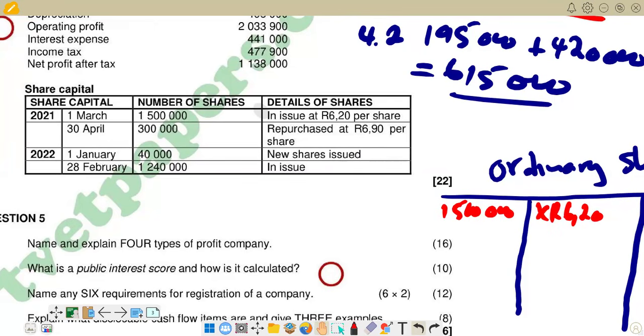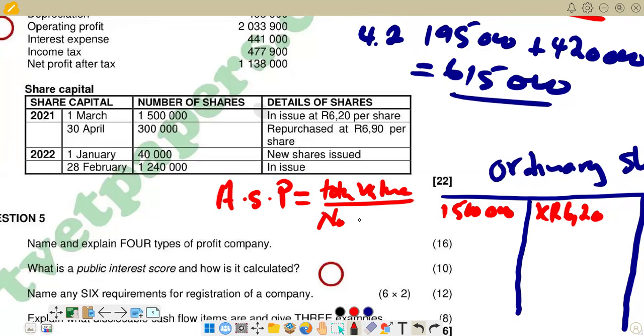So when we are repurchasing, look for the average share price. The average share price, we calculate it by saying total value of the shares before those shares were repurchased over number of shares before those shares were repurchased. So in this sense, the average share price that we have is going to be 6 Rand 20, because this is the average share price before this repurchase.